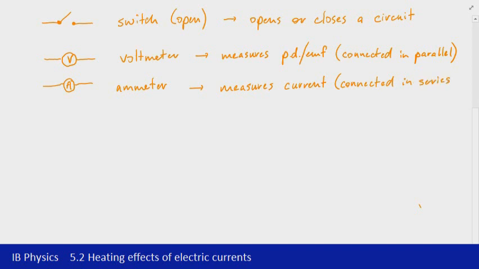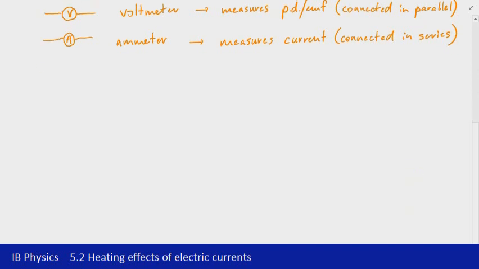So there's the two measuring devices. The next one is a lamp. Just skip past a lamp really quickly. The symbol for a lamp is a circle with a cross in it. And as you know, a lamp just converts electrical energy into light energy.